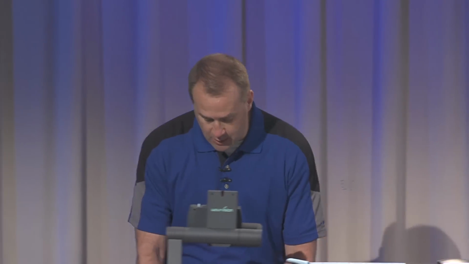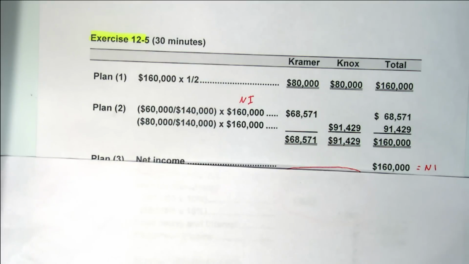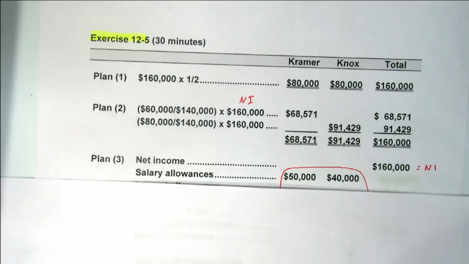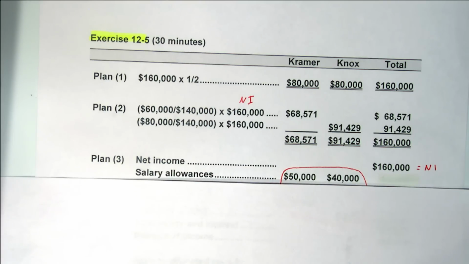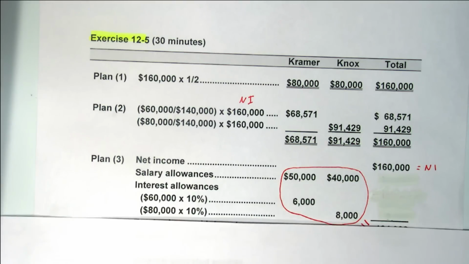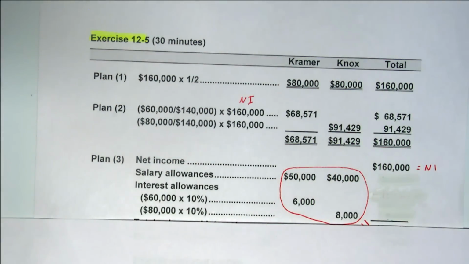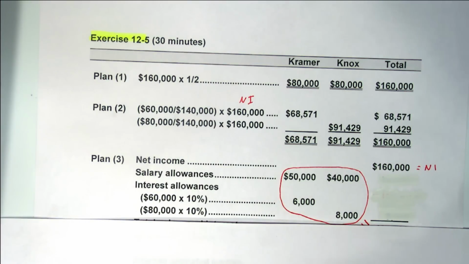So, okay, number three, what if the partners agreed to share income by granting a $50,000 salary allowance to Kramer, a $40,000 per year salary allowance to Knox, 10% interest on their initial capital investments, and the remaining balance shared equally? Okay, we've done these. We have a net income of $160,000. We have salary allowances of $50,000 and $40,000, respectively, for Kramer and Knox. Then we have interest allowances of $6,000 and $8,000. Okay, good. Now, what do those four numbers add up to?